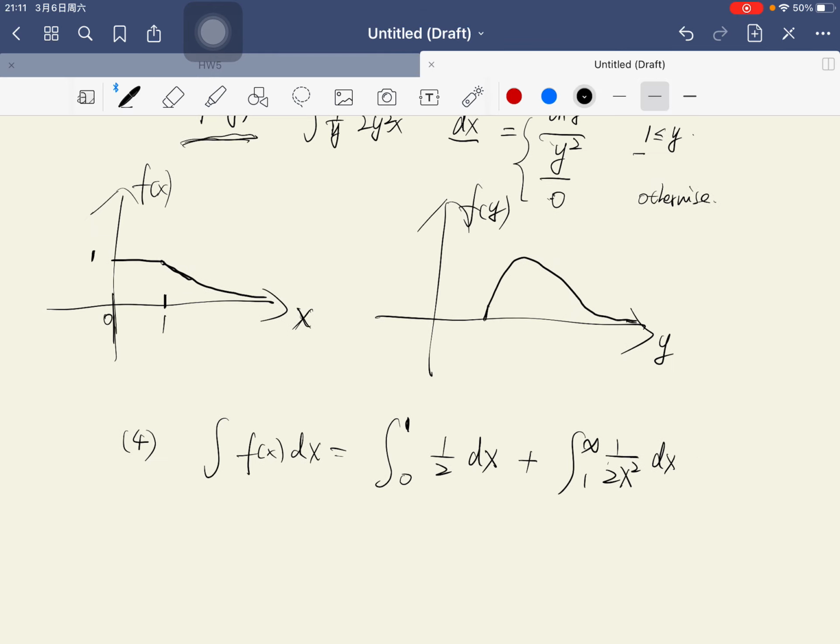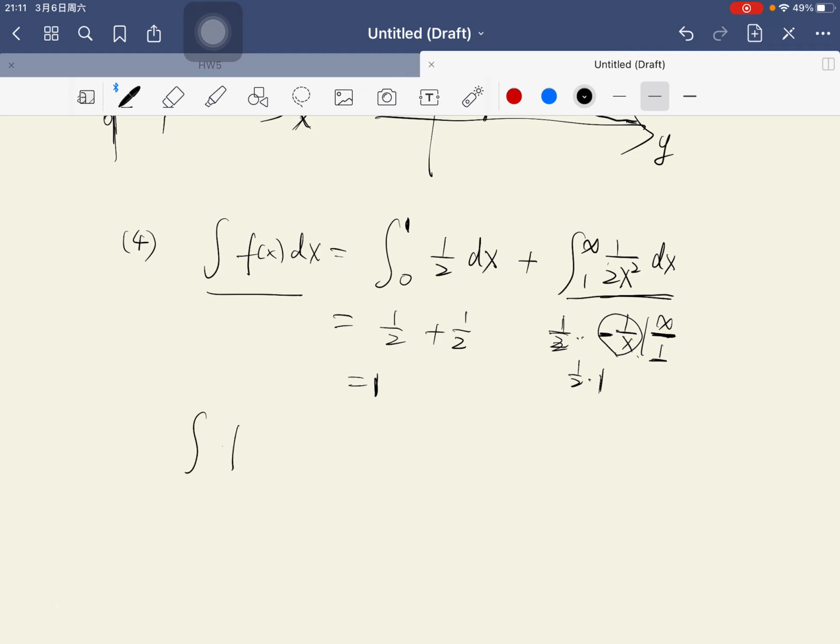Does it equal 1? So this is 1 over 2 times, and for this part it is minus 1 over x from 1 to infinity. When x is infinity, the value is 0, and at 1, the value is 1, so it is 1 over 2 times 1, plus 1 over 2, which equals 1. So f_X is a valid density function.